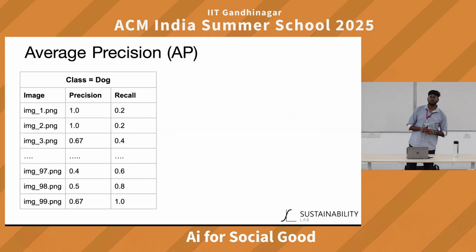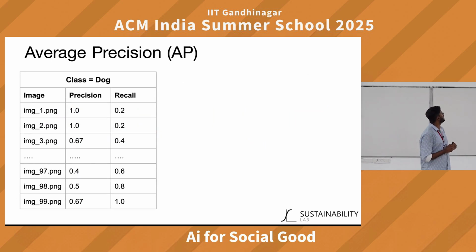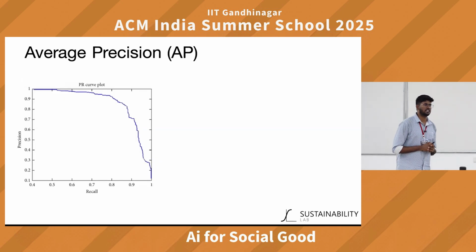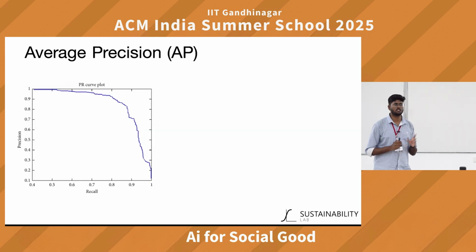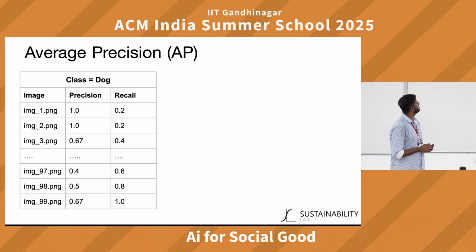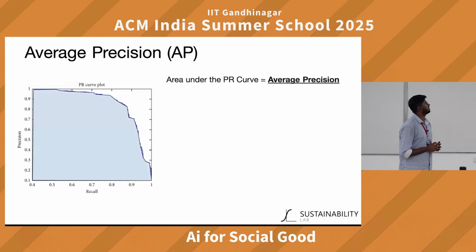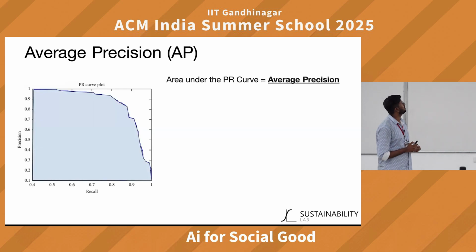Now I'll introduce this notion of average precision. Now what happens? So here, for each image, you get a precision and a recall, right? And let's say you have 99 such images. Now you can draw a graph out of it. This is the precision recall curve, right? Because if you look here, you have recall that goes from 0.2 to 1, so you can easily draw a graph out of it. Not a big thing. So here is precision recall curve. The area under the PR curve is termed as the average precision.